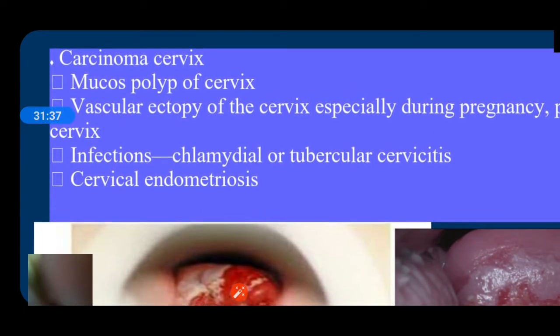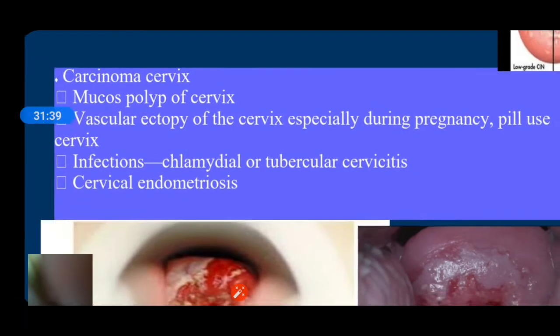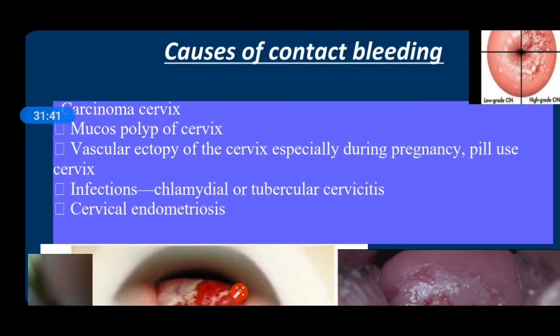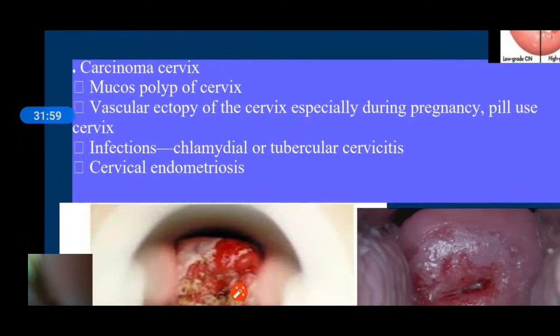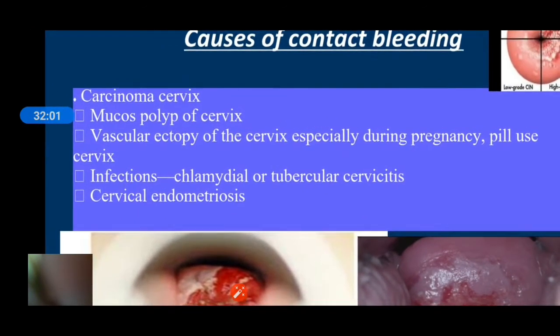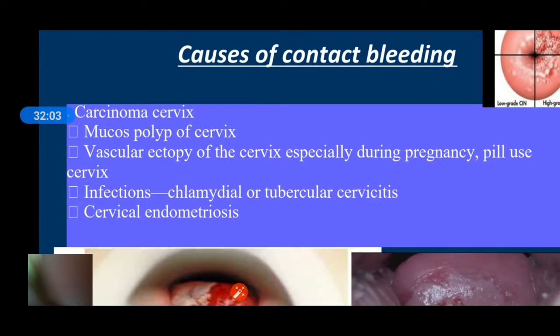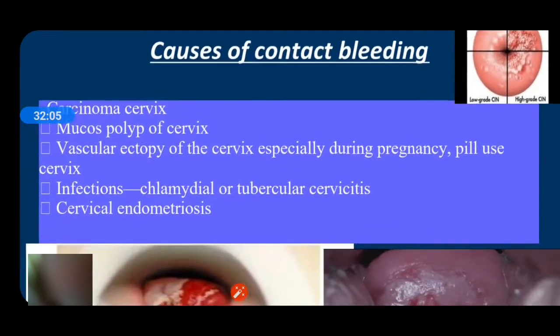So vascular ectopion. This is commonly seen in pregnancy because of excessive hormones, estrogen, and pill use. Whenever the hormones like estrogen and progesterone are more, and in pill use also we prescribe hormones only, there will be formation of ectopy of the cervix, and ectopy of the cervix has a tendency to bleed on touch. Infections, suppose any cervical infections like chlamydia, tuberculosis, cervicitis, etc., can also cause contact bleeding.